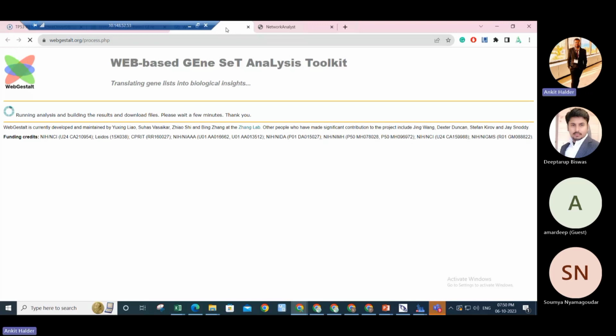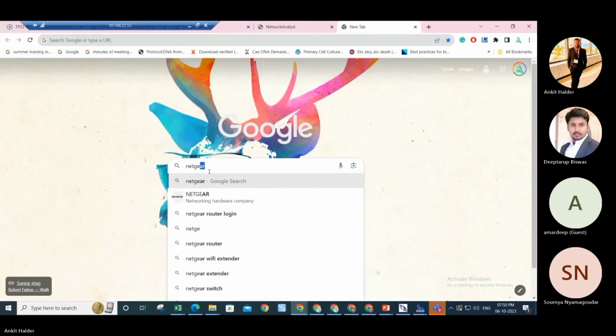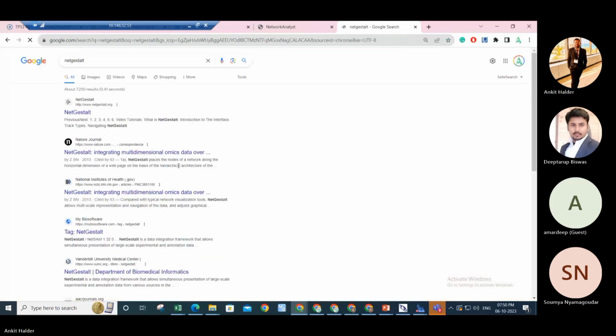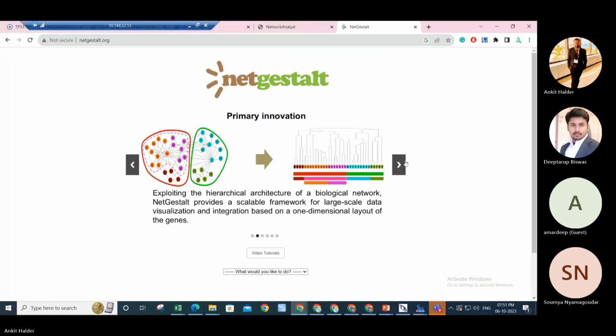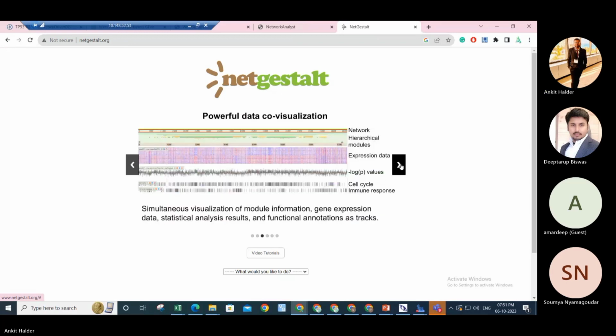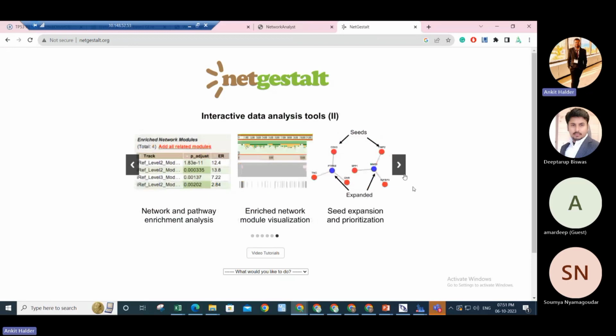Sorry. So this is two things. One was NetworkAnalyst and the web result, and now NetGIS, which they said. Okay, so this is your NetGIS, what we had discussed. Flexible data integration. Here also they are giving you the track for visualization and the visualization tools.